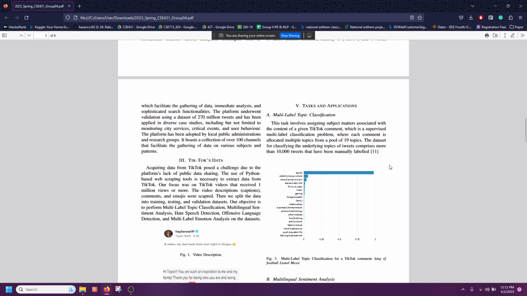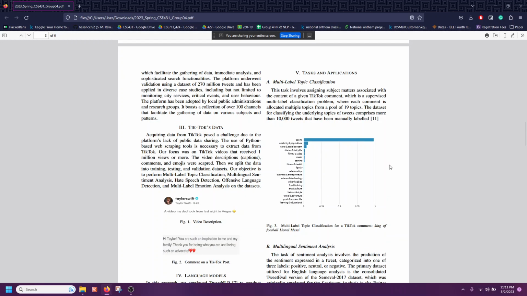And moving on to the TikTok's data, acquiring data from TikTok posed a challenge due to the platform's lack of public data sharing. The use of Python-based web scraping tools is necessary to extract data from TikTok. Our focus was on TikTok videos that received 1 million views or more. The video descriptions or captions, comments, and emojis were scraped. Then we split the data into training, testing, and validation datasets.